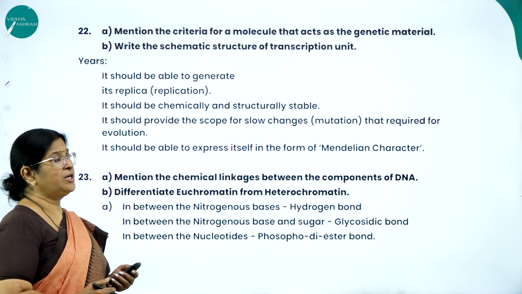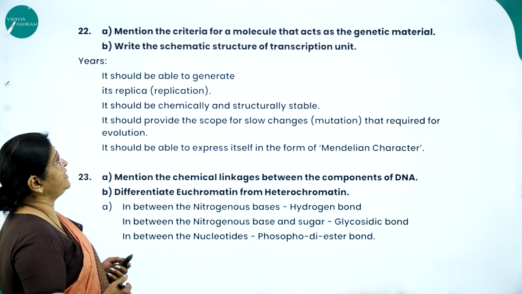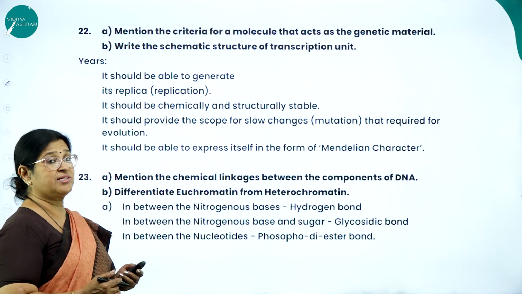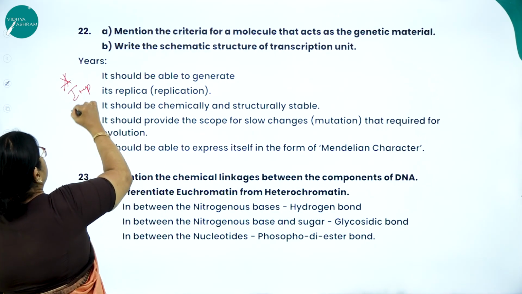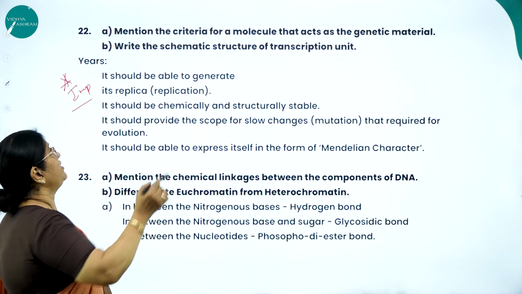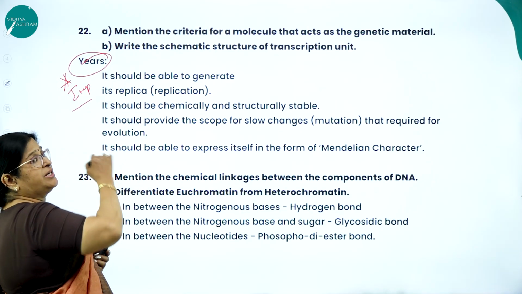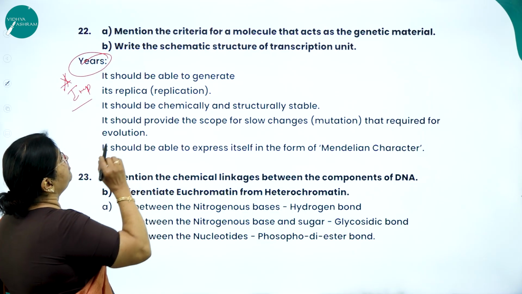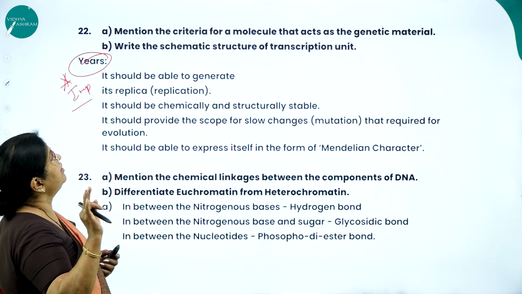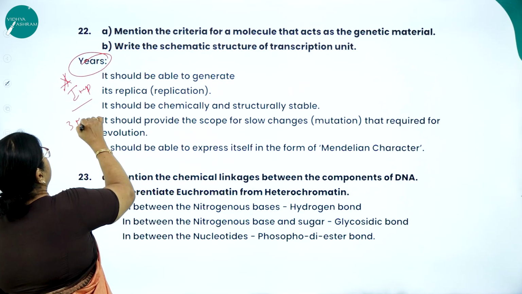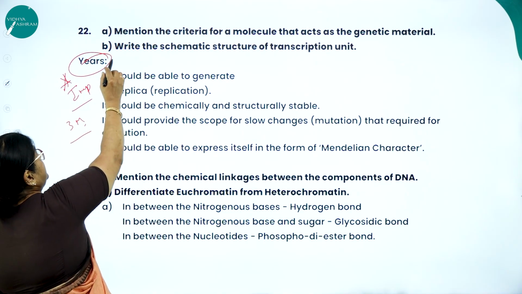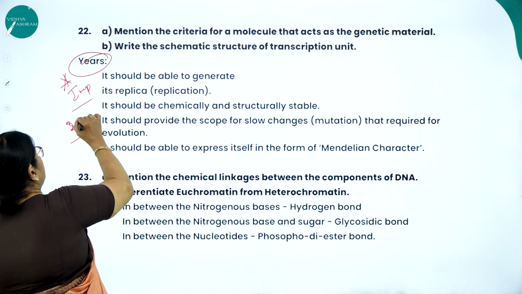Moving on to question number 22. Mention the criteria for a molecule that acts as a genetic material. This is also very, very important, which they have asked in previous years. So what are the 3 criteria for a molecule that acts as genetic material? It might be asked as a 3-marker question. Or see here it is split 2 plus 1.